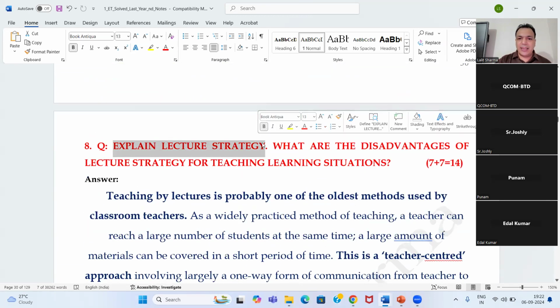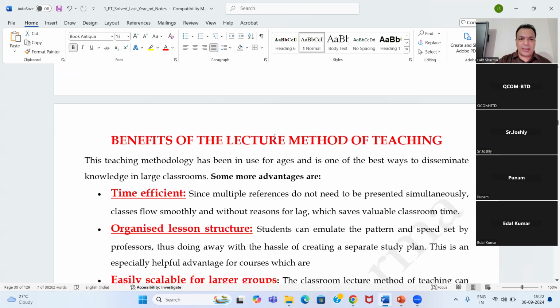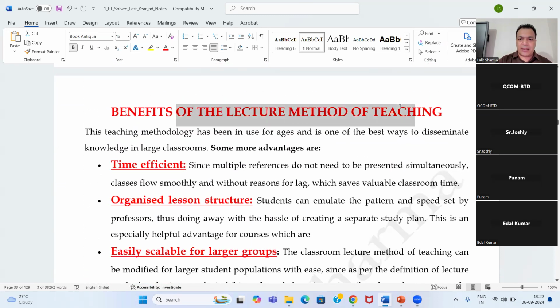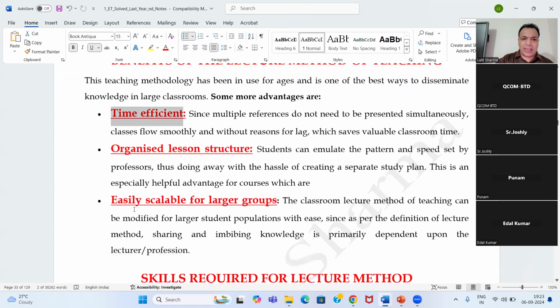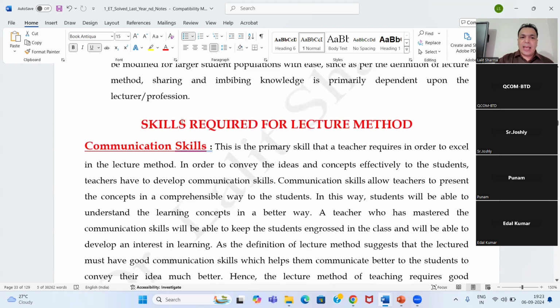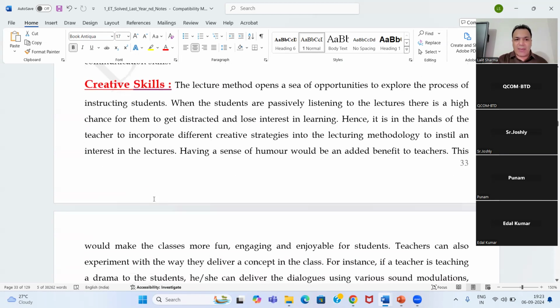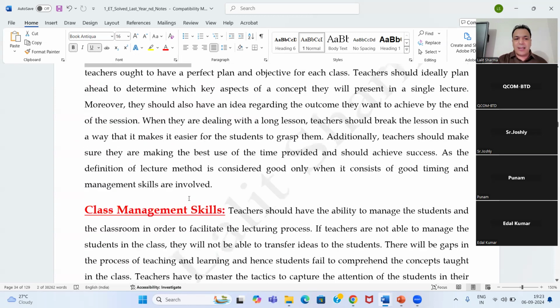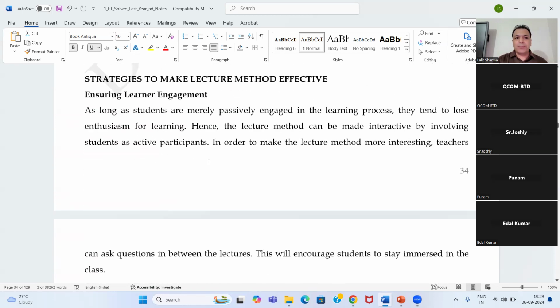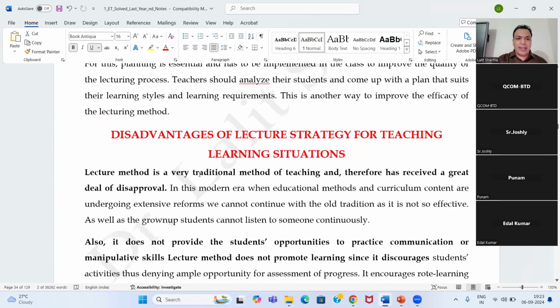Benefits of the lecture method of teaching: it is time efficient, because you can teach a large group in a very short time. Organized lesson structure, easily scalable for larger groups. And what skills are required for the lecture method? Naturally, if you are delivering a lecture, you should be good in communication, good in time management, you should have creative skills, time management skills, and class management skills.